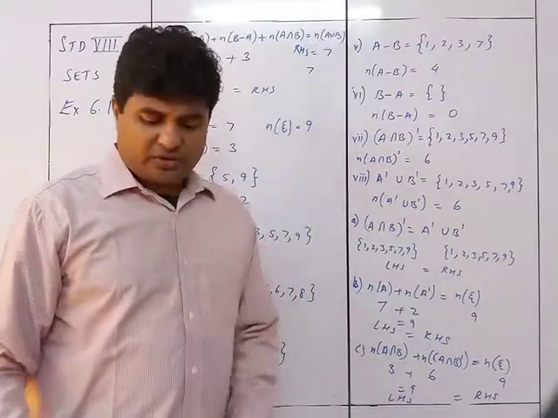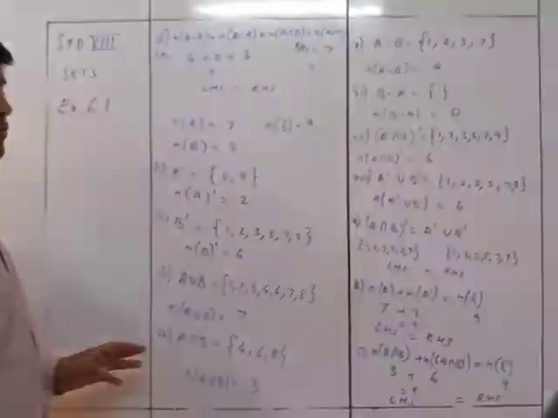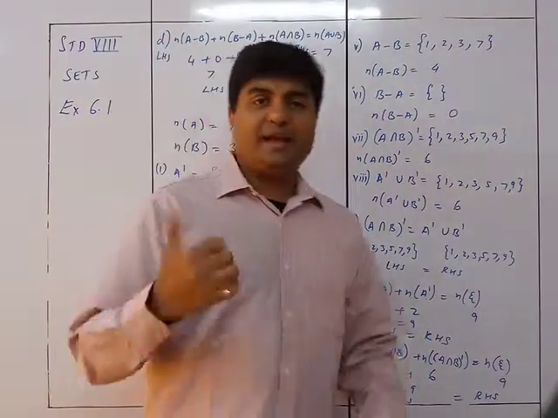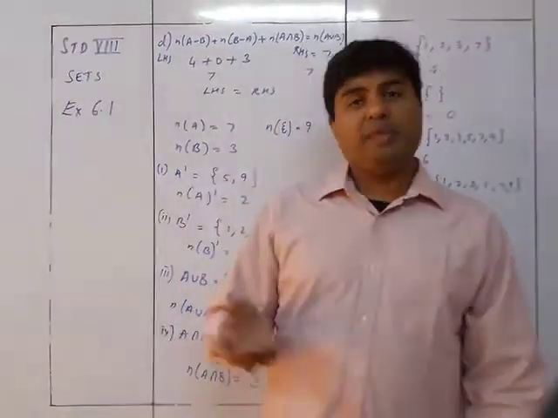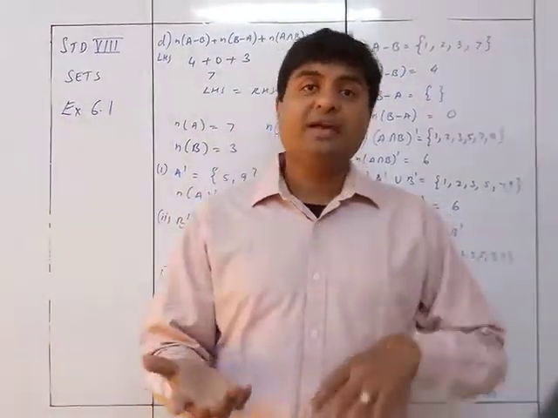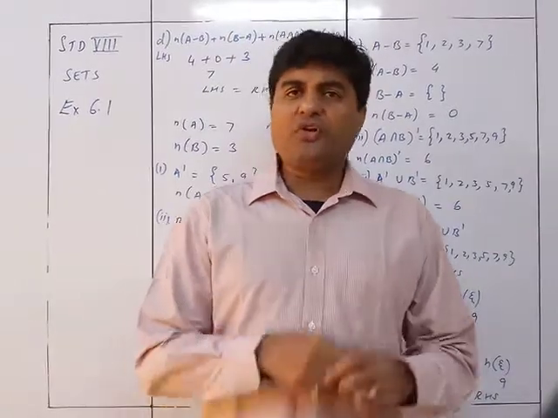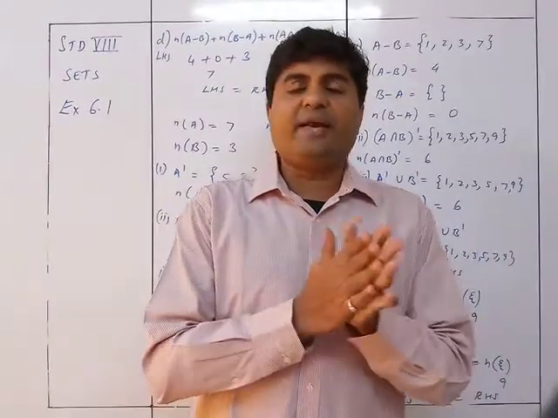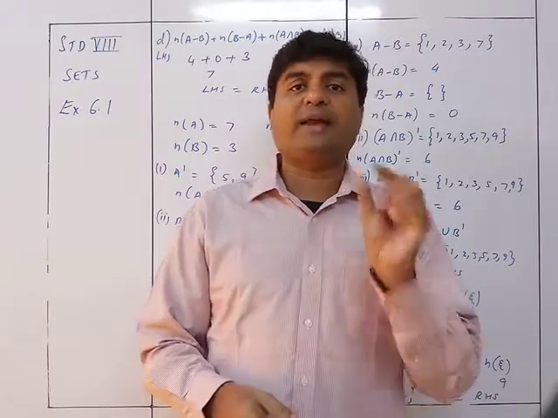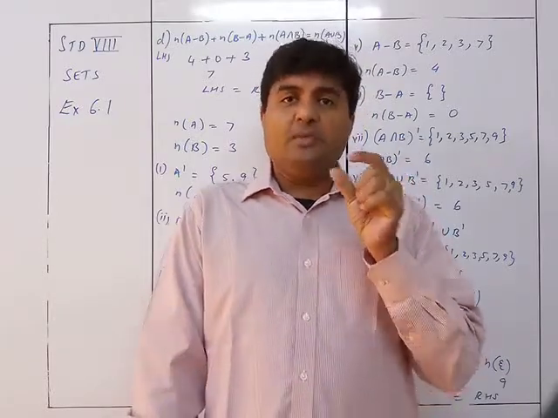Is it clear? It was a very easy thing if you once understand what is B dash, A minus B, B minus A, intersection B, A union B dash, A intersection B dash. If you know all these, then we are just going to find out the cardinal numbers of those sets. Cardinal numbers are the number of elements present in that set.